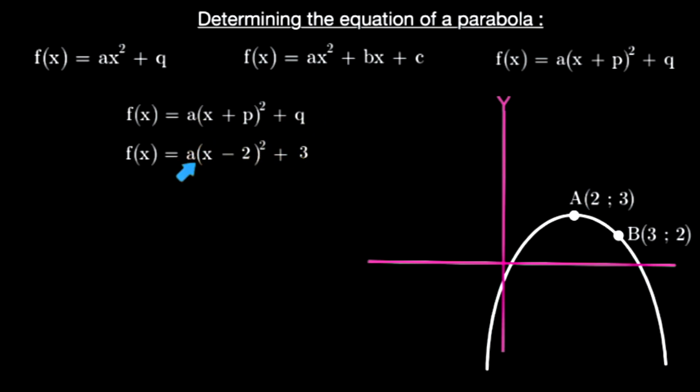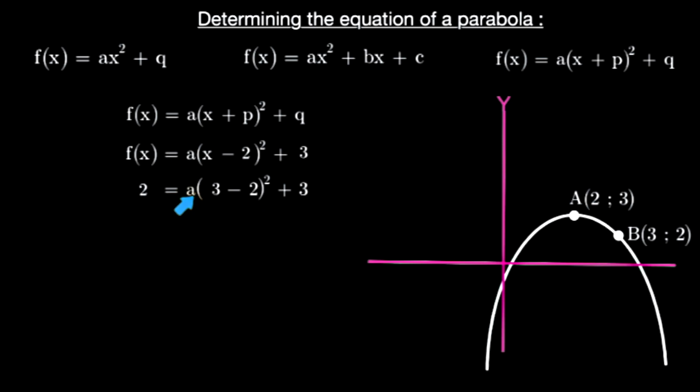We only need to work out what a is. Now to get this a, we're going to make use of this other point on our parabola, which is (3; 2). So in the place of our x, we're going to substitute 3, and in the place of y, we're going to substitute 2, and then we're going to work out a. So let's do that. In the place of y, I'm going to take this 2 and put it in. Equals a, and we're going to open up the bracket, and in the place of the x, I'm going to put this 3, and there it is, (3 − 2)² + 3.